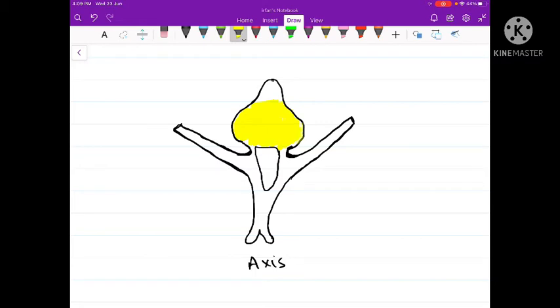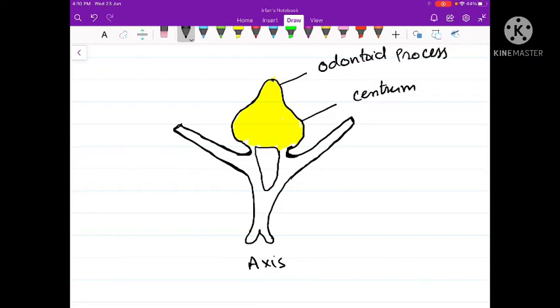You can see this process here, which I am highlighting. This process arises from the centrum of the second cervical vertebra. This is the centrum, and from it arises a process. This process is called the odontoid process, right?